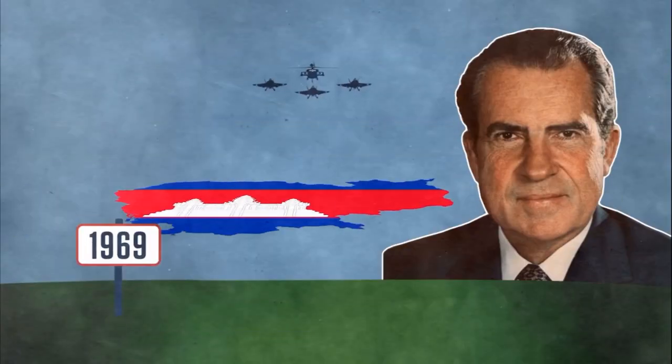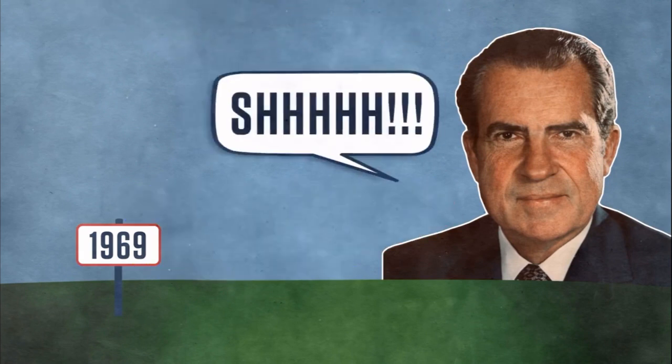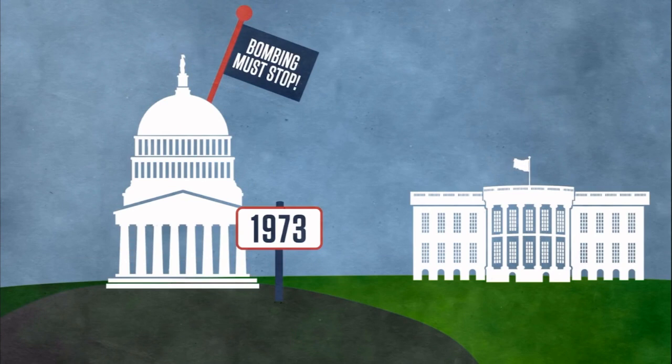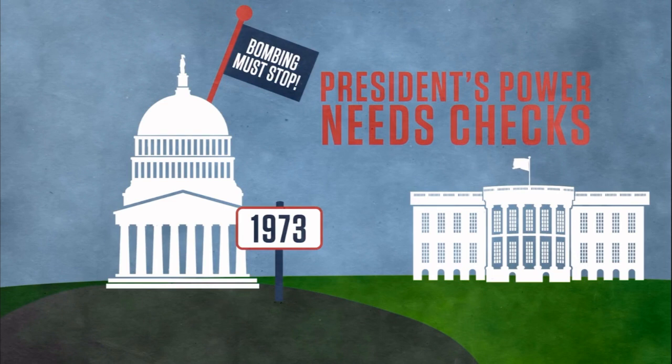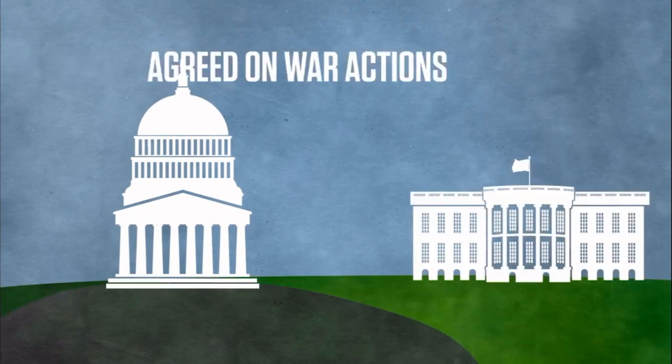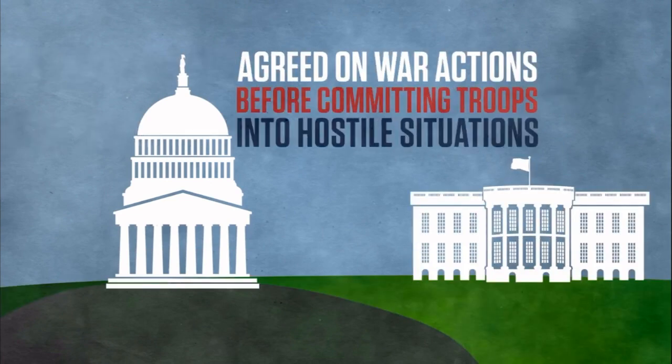And then in 1969, President Richard Nixon began bombing Cambodia in secret, hiding missions from both Congress and the American people. It took more than a year for this information to leak to the public, and it wasn't until 1973 that Congress ordered an immediate end to the bombing raids. But at this point, Congress realized more needed to be done to check the power of the president when it came to war. So, on November 7, 1973, Congress passed the War Powers Resolution. The idea was to ensure that Congress and the president agreed on war actions before committing troops into hostile situations.